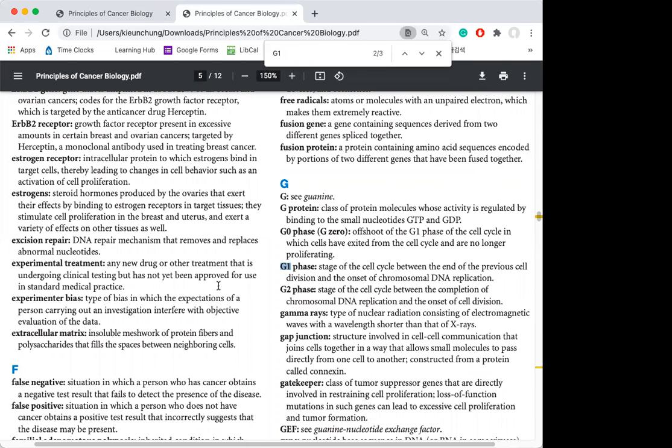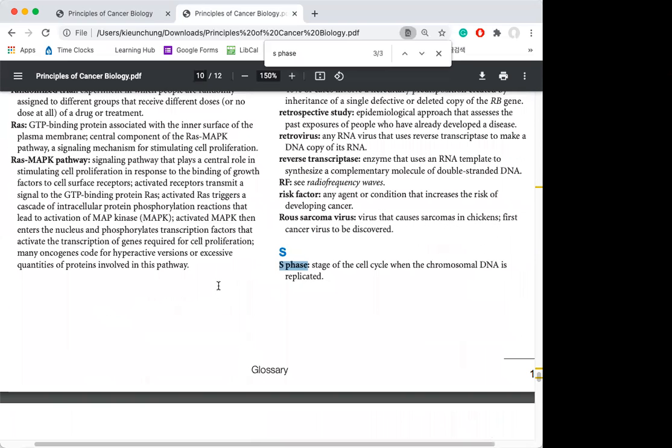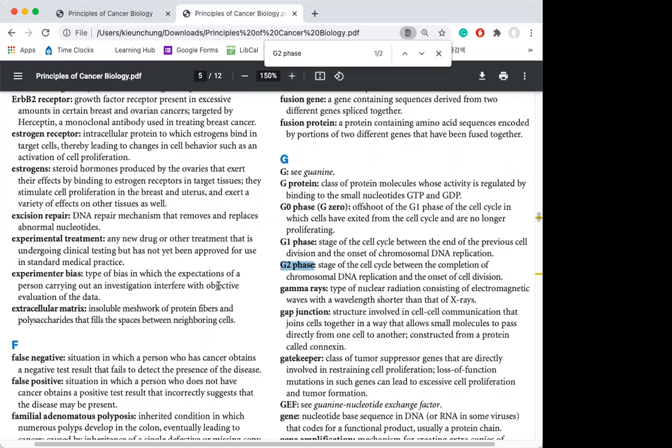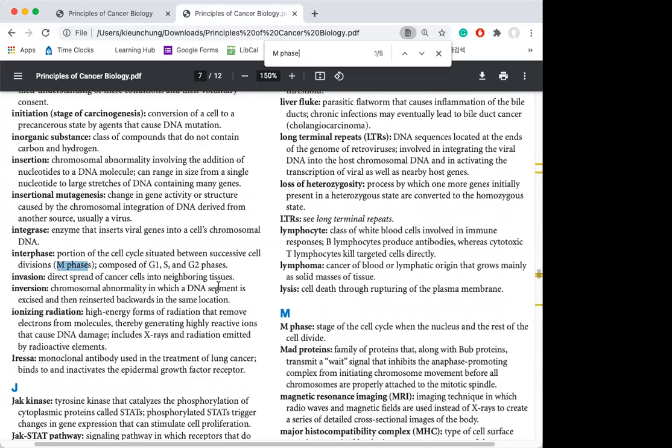G1 phase, stage of the cell cycle between the end of previous cell division and the onset of chromosomal DNA replication. S phase, stage of the cell cycle when the chromosomal DNA is replicated. G2 phase, stage of the cell cycle between the completion of chromosomal DNA replication and the onset of cell division. M phase, stage of the cell cycle when the nucleus and the rest of the cell divides.